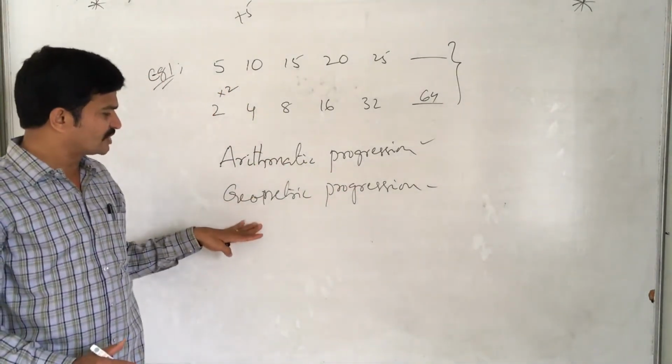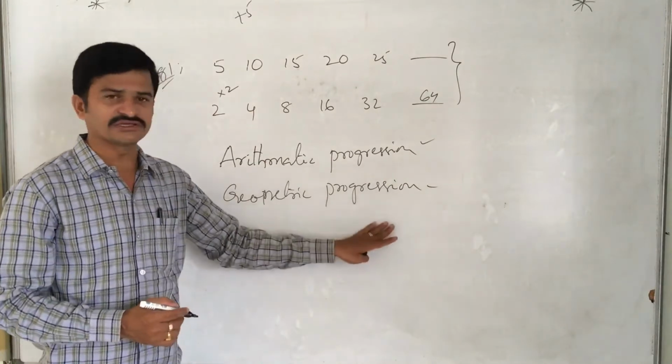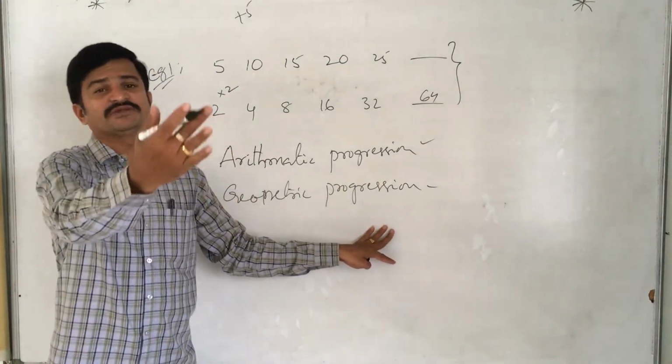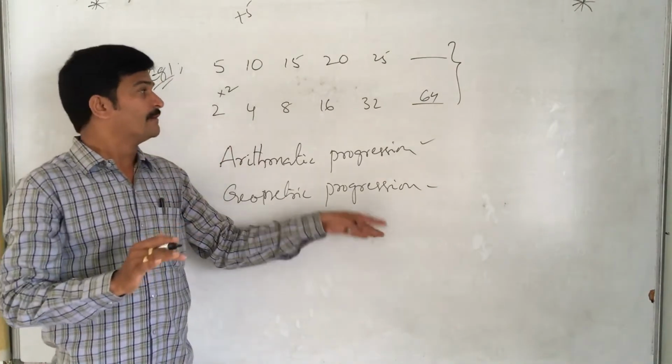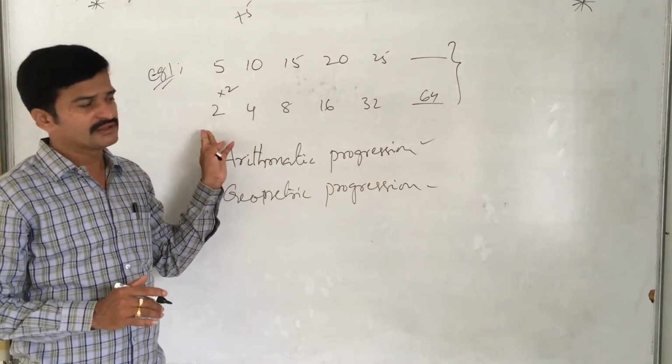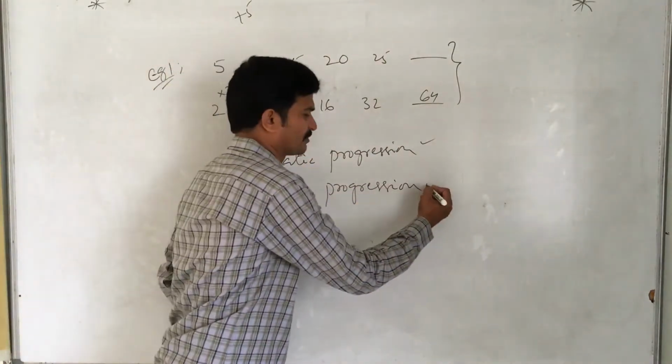Whereas coming to geometric progression, what is geometric progression? It is also a progression, but in which each term except the first term is obtained by multiplying with a fixed number. Then that progression is called geometric progression.